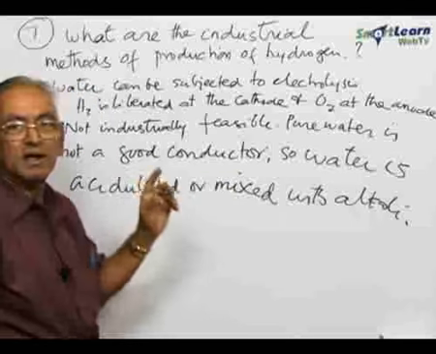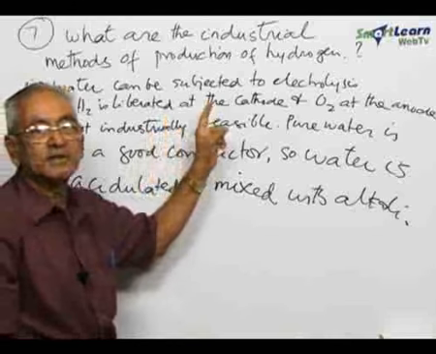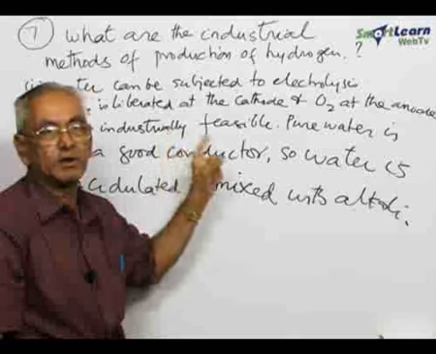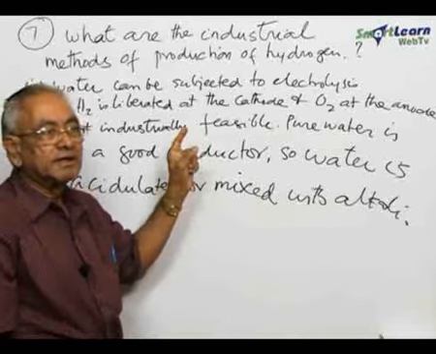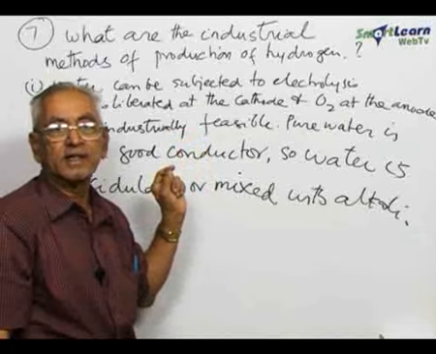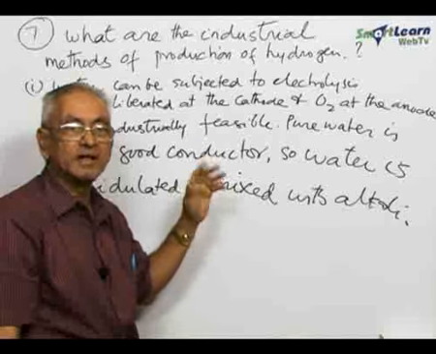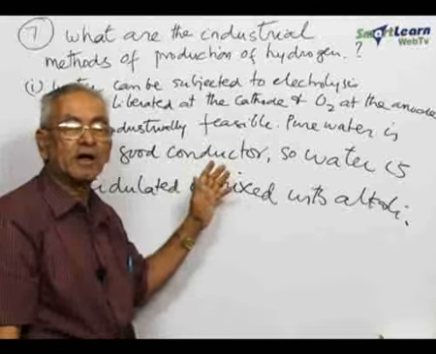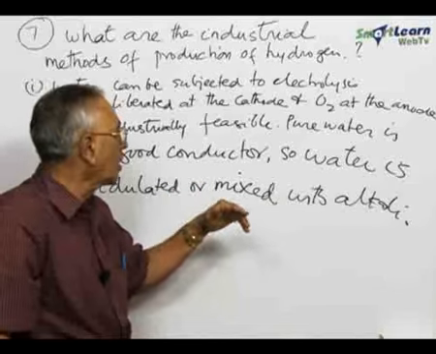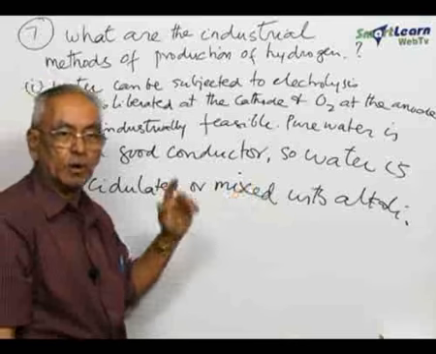The first one is the simplest method, or one of the methods being adopted, the electrolysis of water. Water is subjected to electrolysis using suitable electrodes. Now in this process, pure water is not a good conductor of electricity. Therefore, water is either treated with acid or with alkali, that is, acidulated or treated with a base, so that it passes electricity, and hydrogen is evolved at the cathode and oxygen is evolved at the anode.